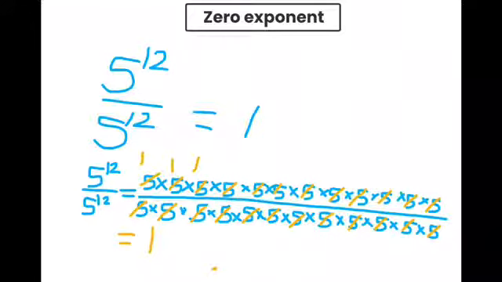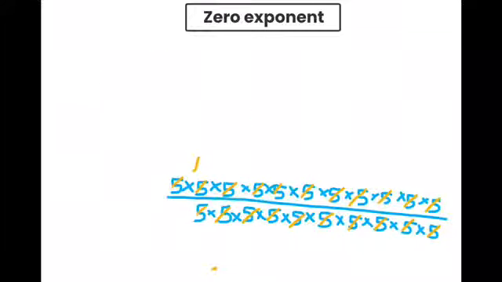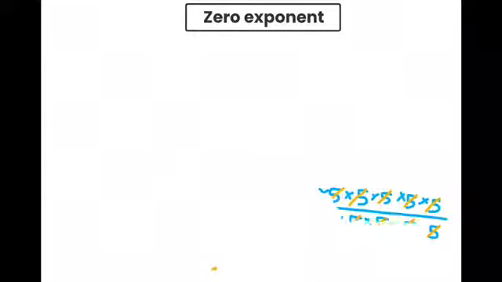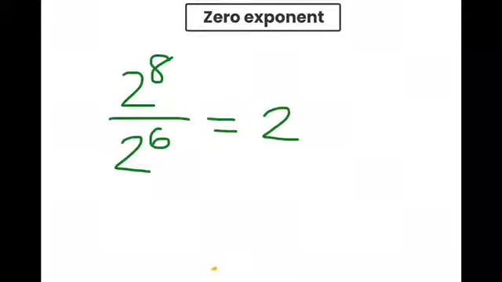But what about using the relationship that we saw between powers, so when we divided powers with the same base in a previous lesson? So we saw that, for example, if we had 2 to the power of 8 divided by 2 to the power of 6, then that was the same as 2 to the power of 8 minus 6, which is 2 to the power of 2.